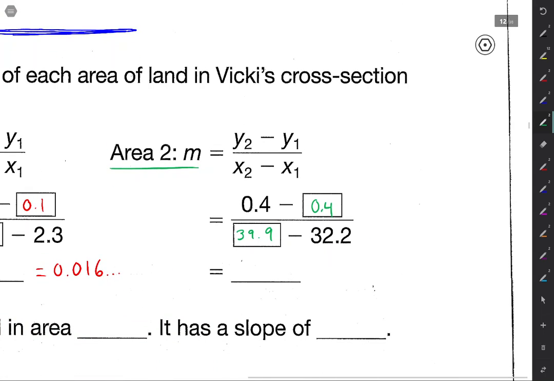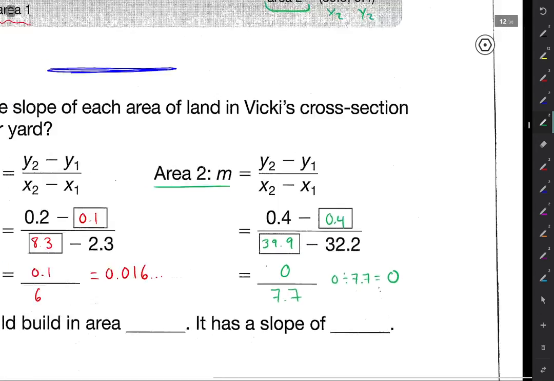So now we're going to solve this. 0.4 minus 0.4 is 0, and then 39.9 minus 32.2 is 7.7. So now we have 0 over 7.7, or in other words, 0 divided by 7.7. If you were to put that in your calculator, you would get 0 as your final answer. So the slope of area number 2 is 0.